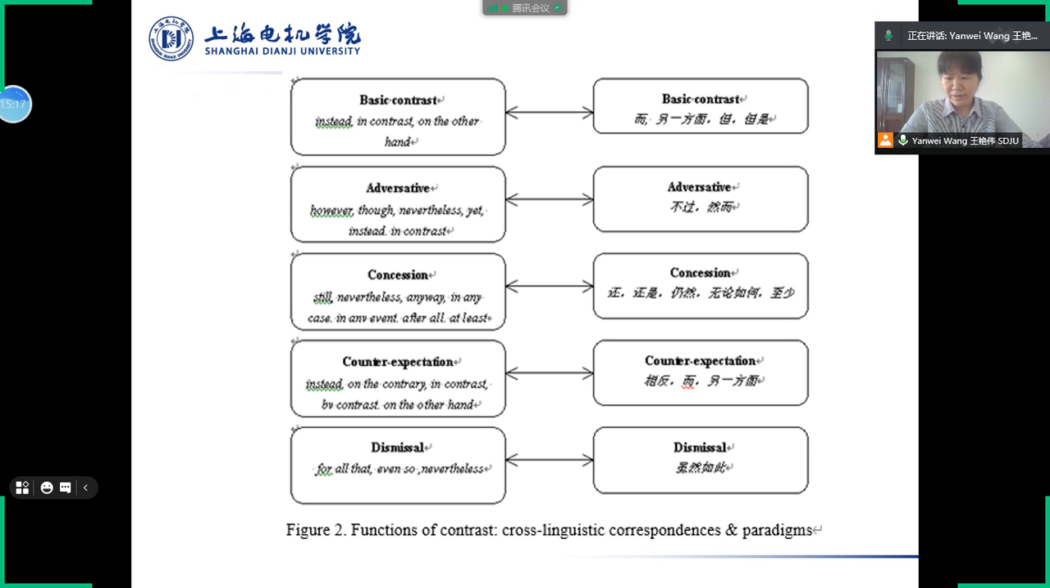In general, the figure displays a symmetrical corresponding patterning of major functional categories of contrastive adverbial connectives across English and Chinese, including basic contrast, diversity, concession, counter-expectation, and dismal, with partly overlapping sets of connectives associated with each category.